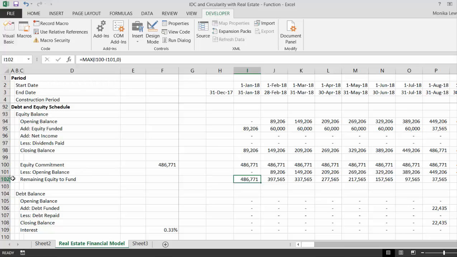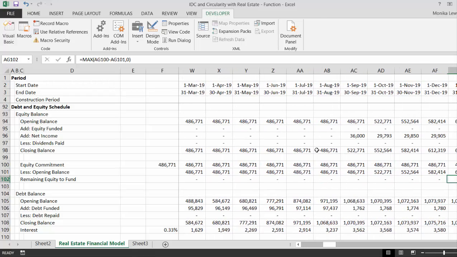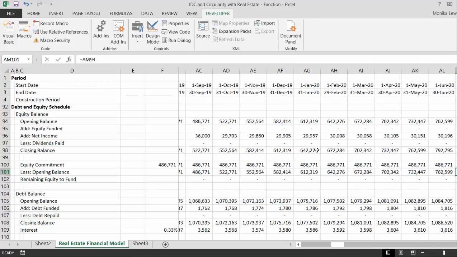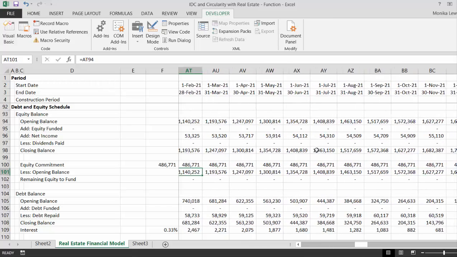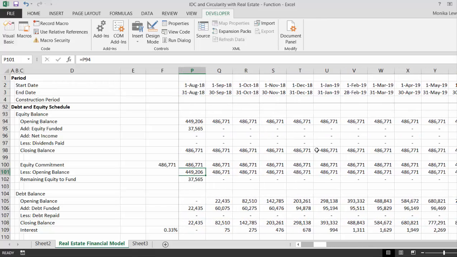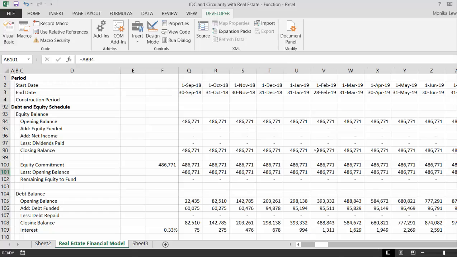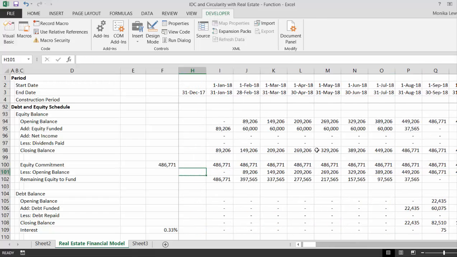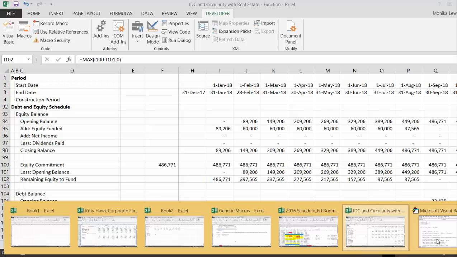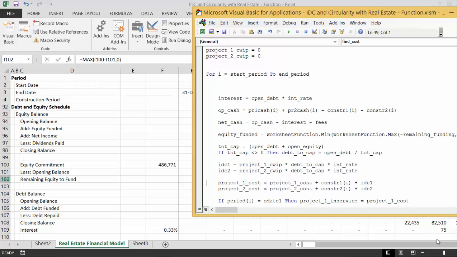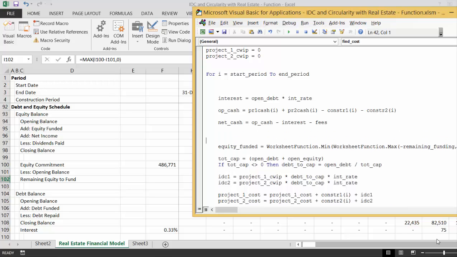Now, when we compute this remaining equity, I had to say, well, after we've used up all our equity at the beginning, eventually this equity goes up because of the net income, way after we've built everything. And we should never have a negative equity. So what we should do down here is, when we have our remaining funding, maybe I'll try to compute it here.